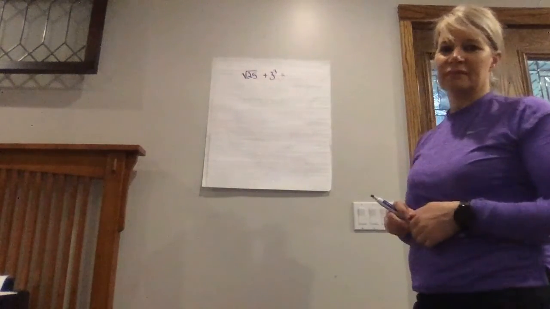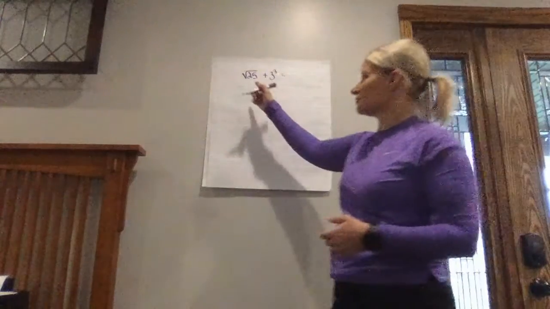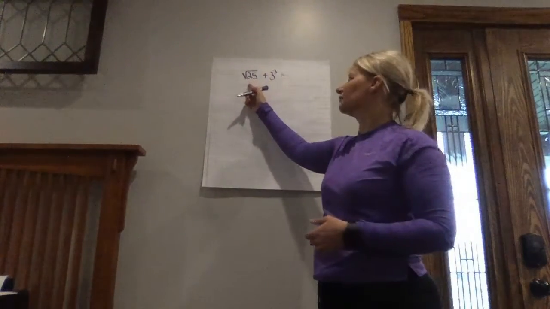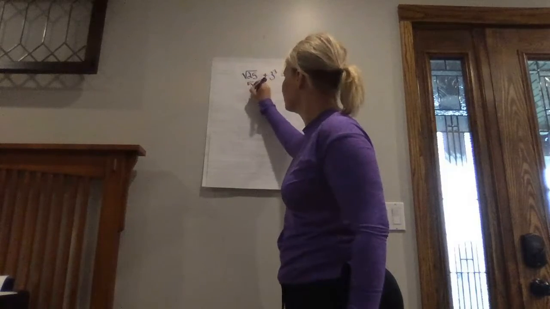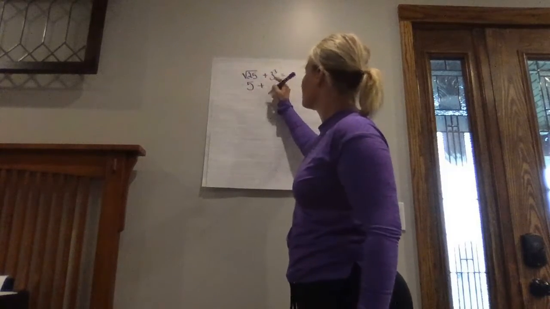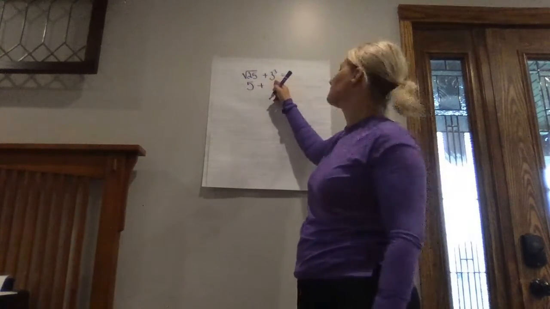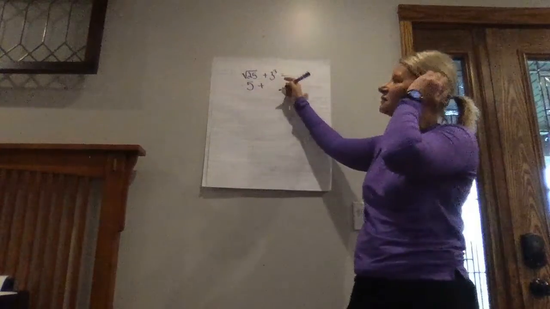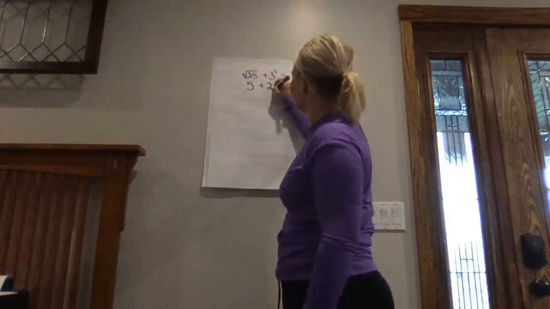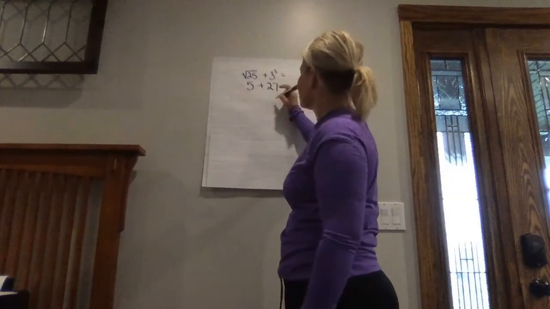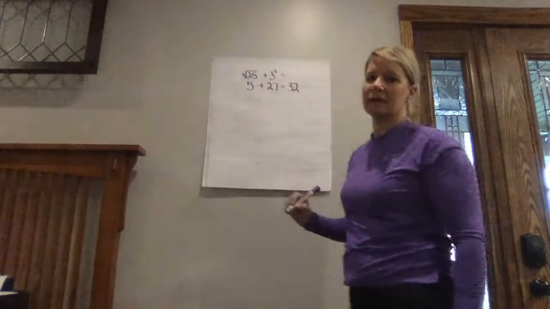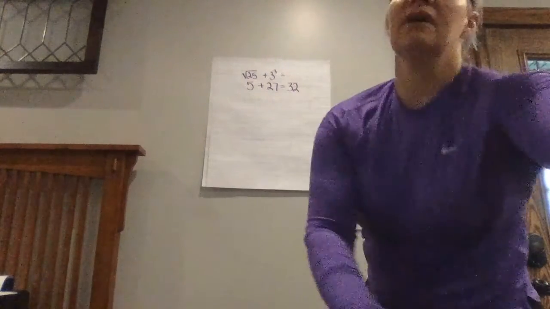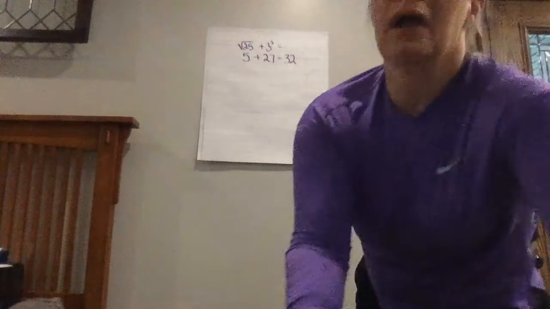Your grouping symbol here is your square root, so you're going to work your square root first. The square root of 25 is 5, and we're going to add that to the next one, the exponent. 3 cubed, we know, is 27. So 5 plus 27 is 32. It doesn't look any different for a cube root.